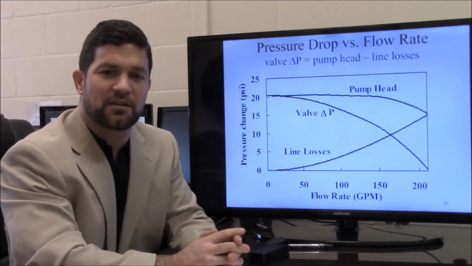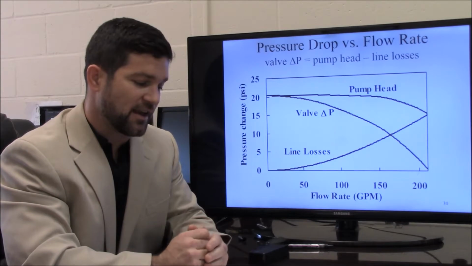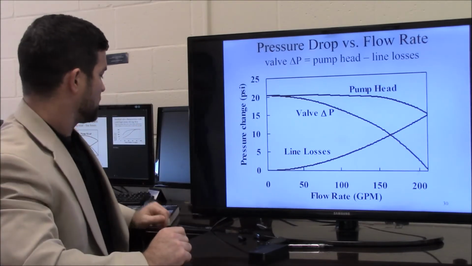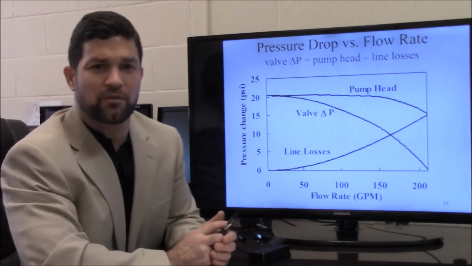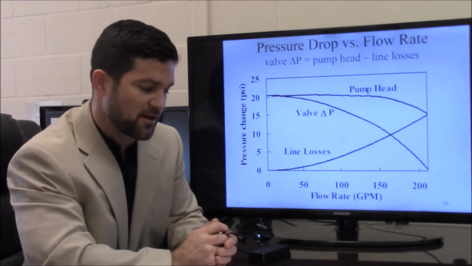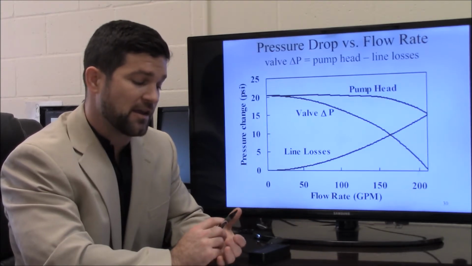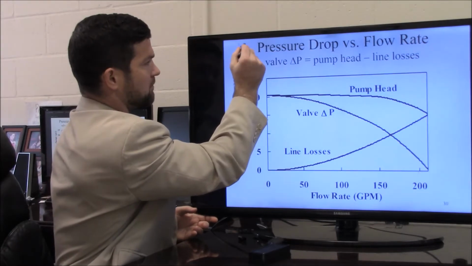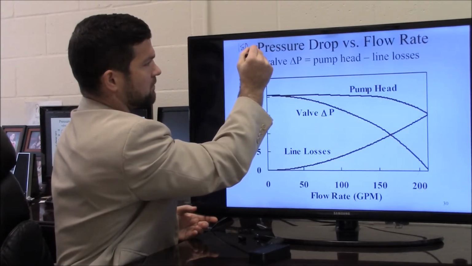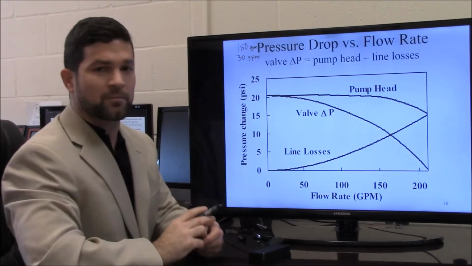Okay, I'm going to come back to this slide so that we can go through a quick example on selecting a control valve. I don't have a lot of room on this slide, but I'm going to write some information. So we want to select a control valve that gives us a maximum flow of 180 gallons per minute, a minimum flow of 30 gallons per minute.